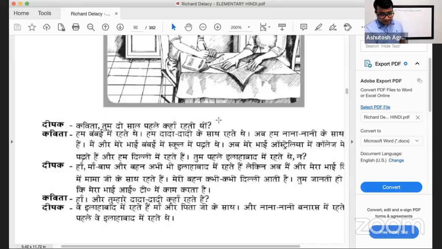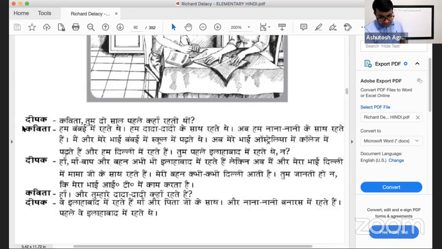Okay, next one. Jackie ji, you want to read it and translate it? Hum Bombay mein rehte the. The verb again here, rehna. Okay, hum rehte the. We used to live. Okay, and the place here is Bombay mein, which is nothing but Bombay. Okay, we used to live in Bombay.